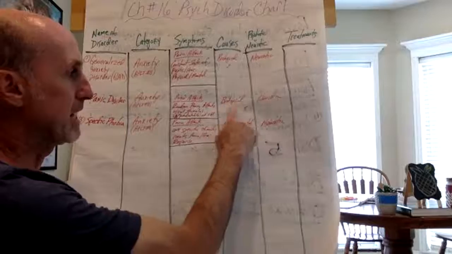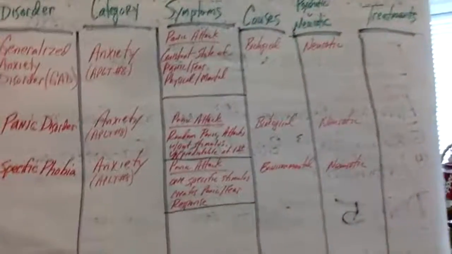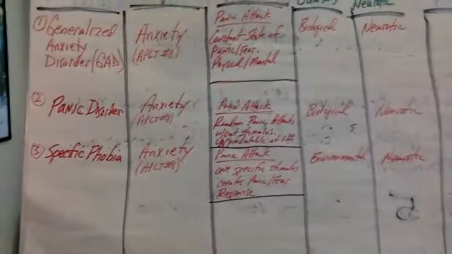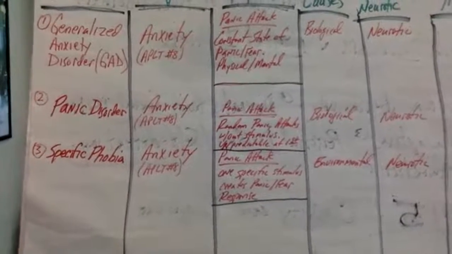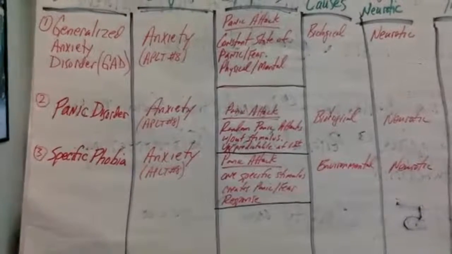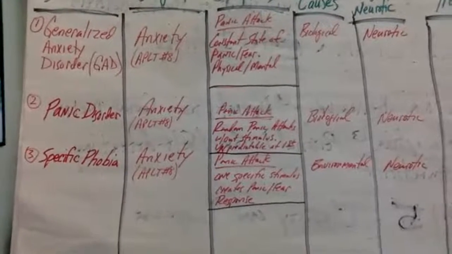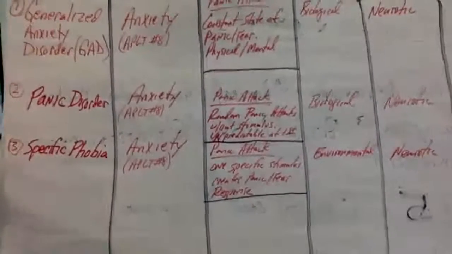Okay, so it is biological again. The fear response is broken, and then they are neurotic, because again, it's based on panic and fear. Okay, so panic disorder, anxiety disorder. This is learning target 8. Panic attack, random panic attacks without stimulus. And that is unpredictable at first.